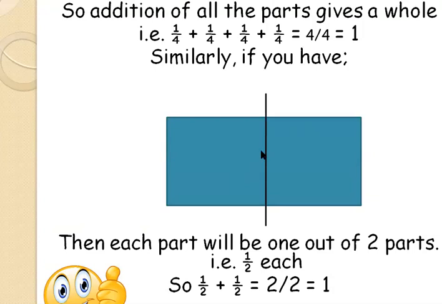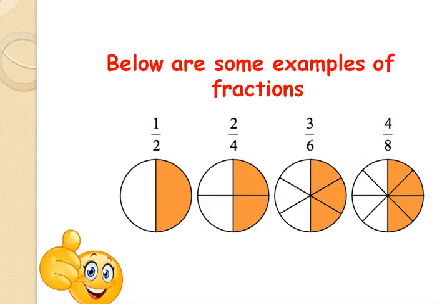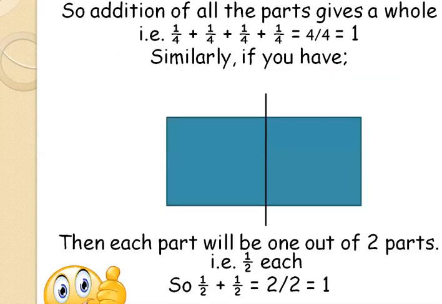Also, if you look at this, I have divided the rectangle into 2 equal parts. So that means each is 1 out of 2 parts. So this is 1 over 2, and that is also another 1 over 2. So if I add the two together, 1 over 2 plus 1 over 2 will give me 2 over 2. And that is 1 whole. So this is 1 over 2 each, or you can call it half.